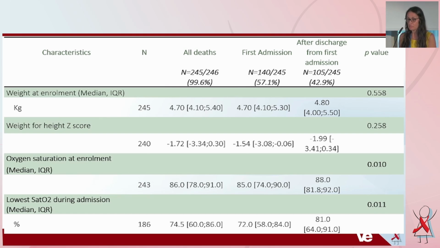Oxygen saturation at enrollment was significantly lower in children dying during the first admission. That makes sense, because all those children had severe pneumonia, whilst the other children had other conditions.